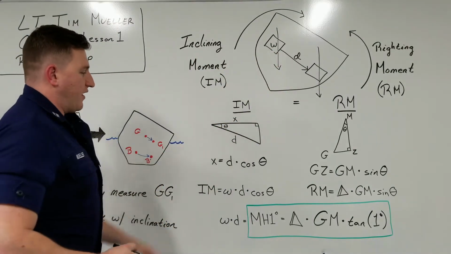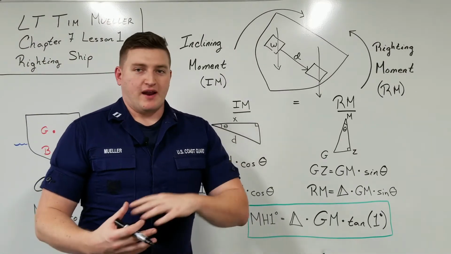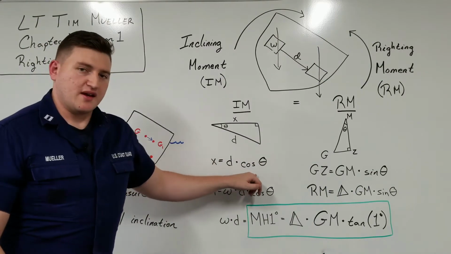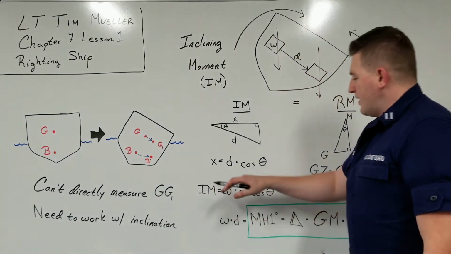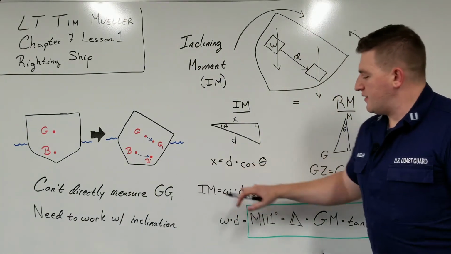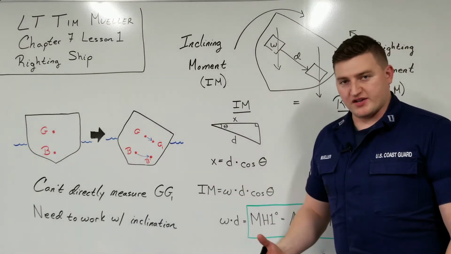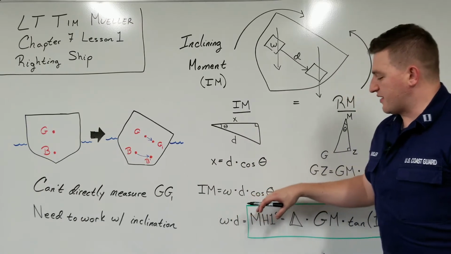So how do we solve for x? Well, we know d, or we can measure d, or we can find it out. We can have a plan. So x is going to be lowercase d times the cosine of theta. Theta is going to be our angle of inclination, like we've seen before. So with this, our inclining moment is going to be W, which is the weight that we've shifted, times just this x, which is d times cosine theta.